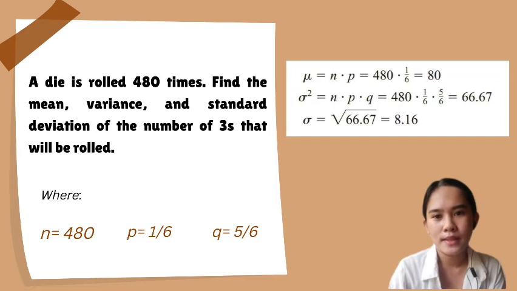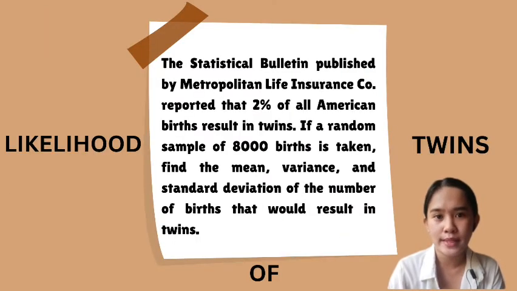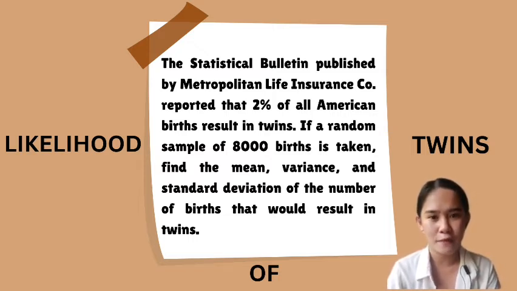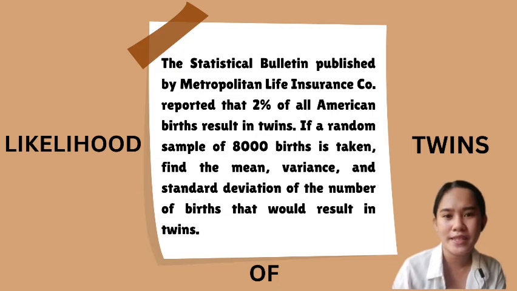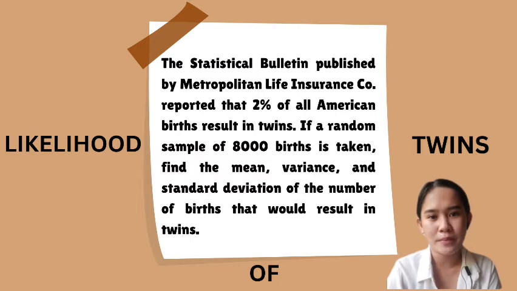Next example, the statistical bulletin published by Metropolitan Life Insurance Corporation reported that 2% of all American births result in twins. If a random sample of 8,000 births is taken, find the mean, variance, and standard deviation of the number of births that would result in twins. So from this example or situation, do you think this is an example of a binomial experiment? Is it a yes or no? So I believe this is still a binomial experiment. Why? This is a binomial experiment since a birth can result in either twins or not twins.